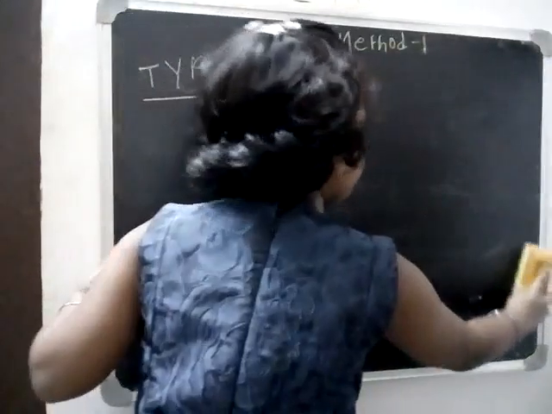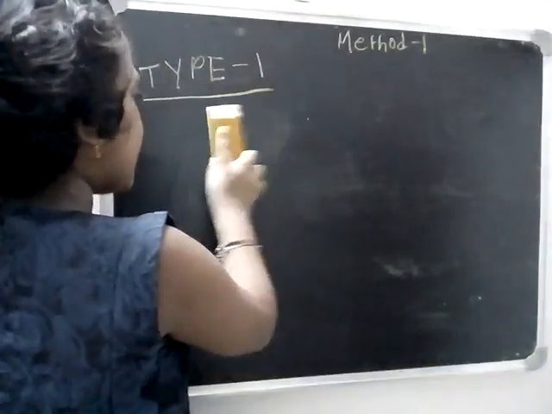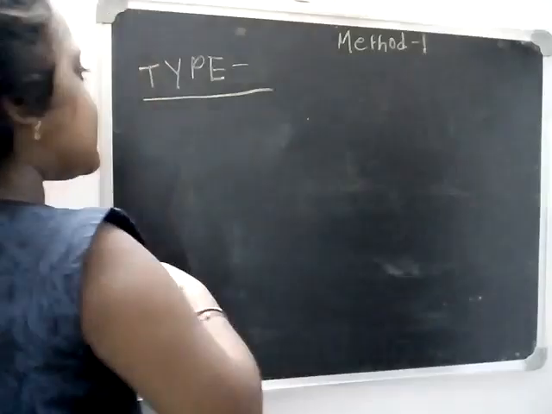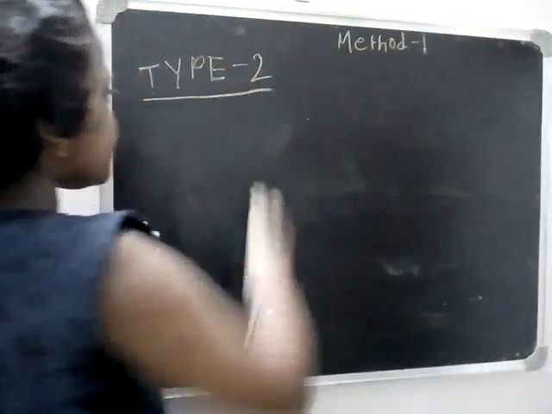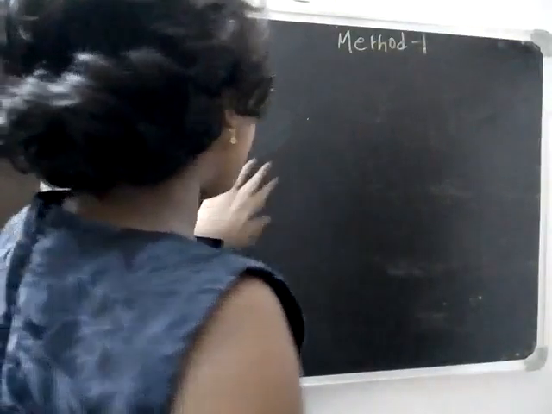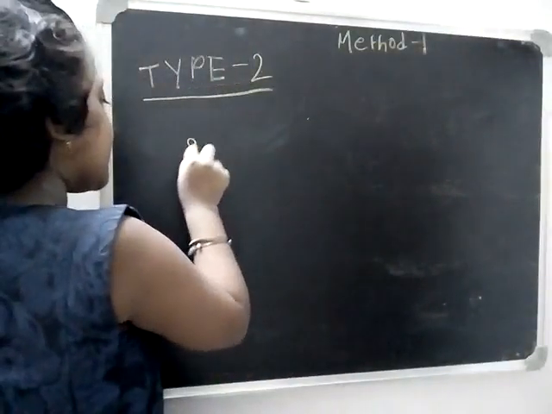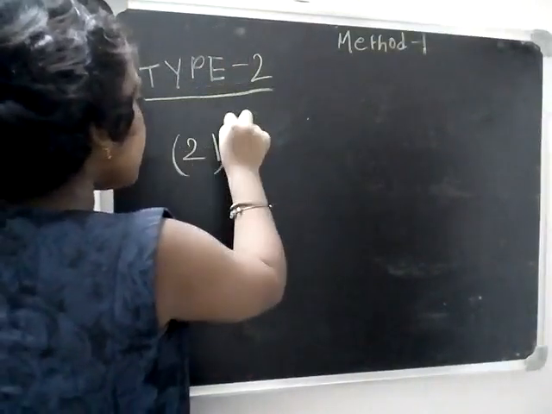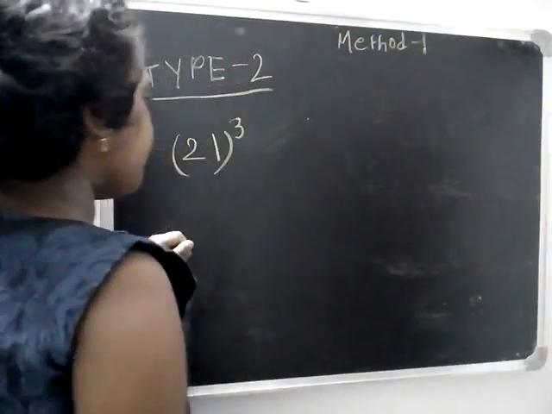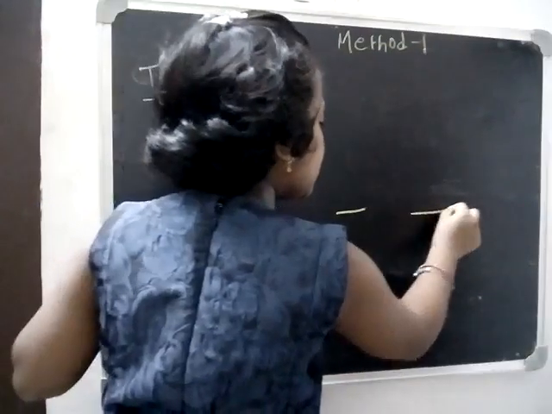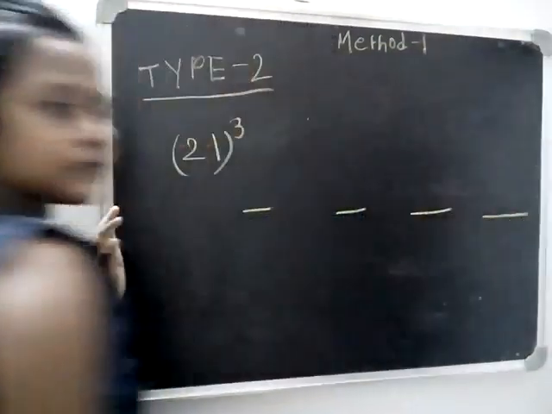Type 2. Type 2 is ending with 1. The number will end with 1. I am taking one example, 21 cube. Again 4 dashes, 1, 2, 3, 4.